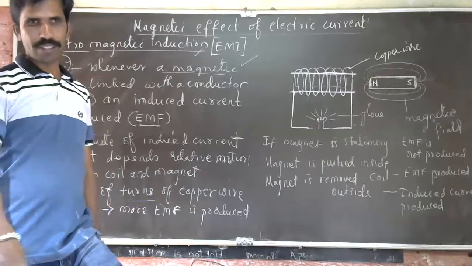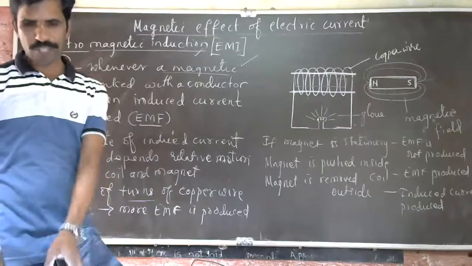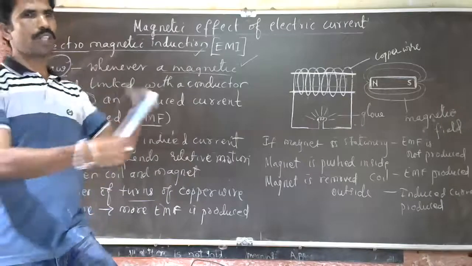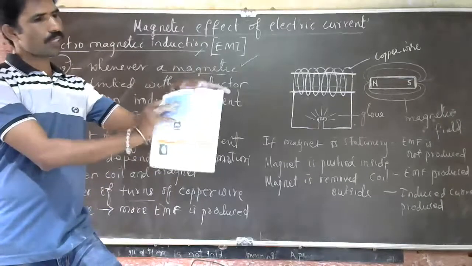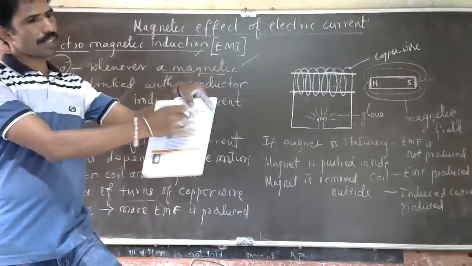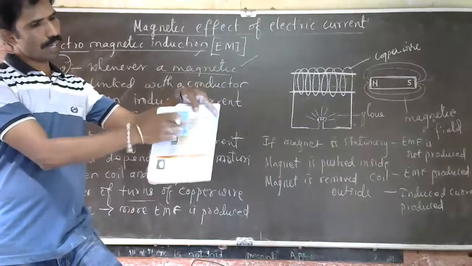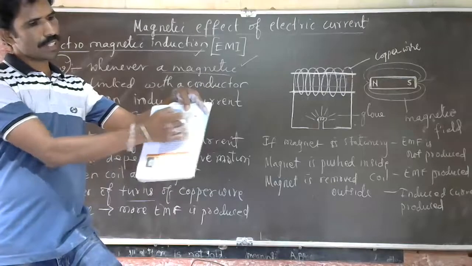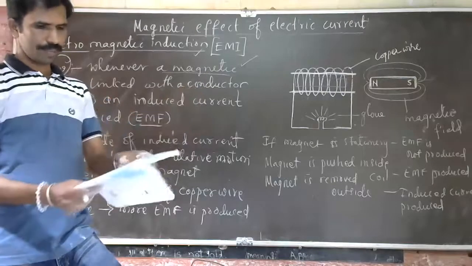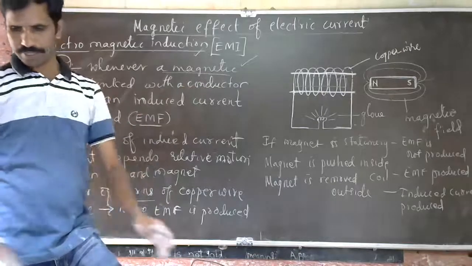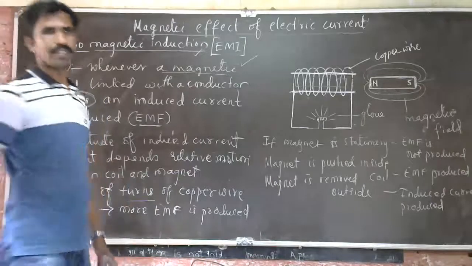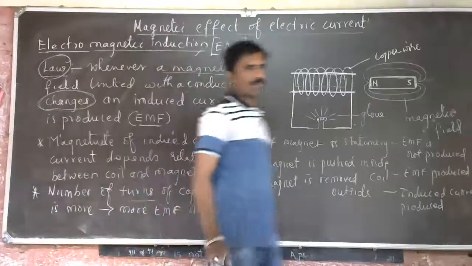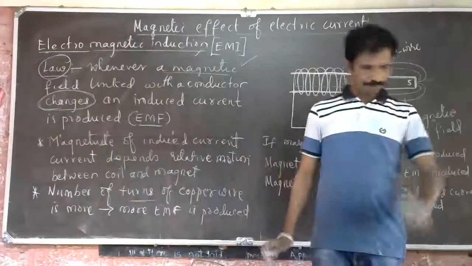See here on page number 128, the demonstration of Michael Faraday is given. Here there is a tube and the wire is coiled, a galvanometer is connected here, and the magnet is pushed inside the coil. Understood? So this is about electromagnetic induction.